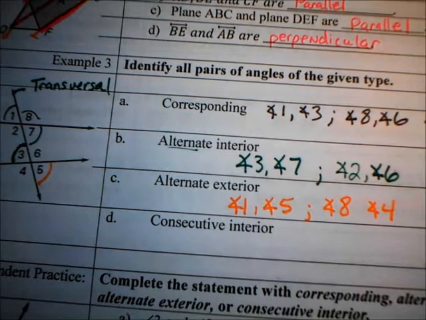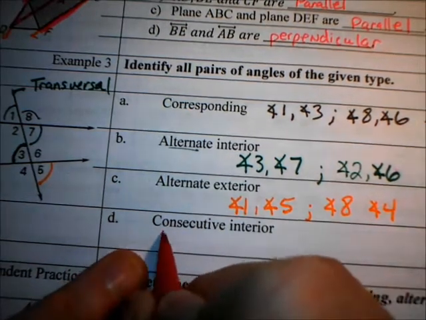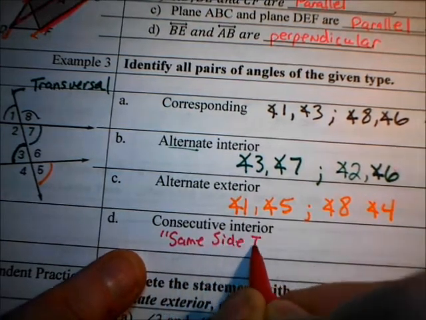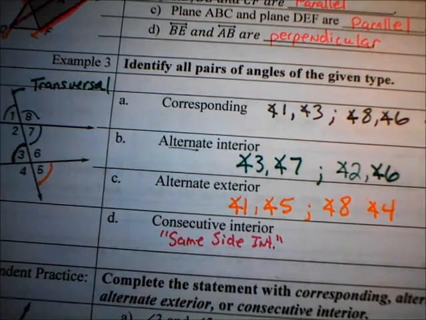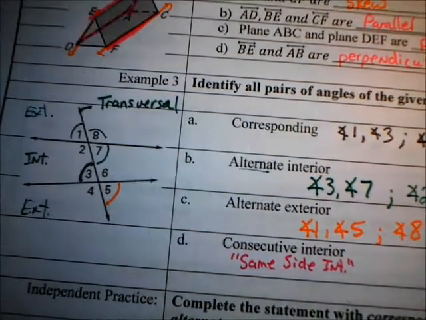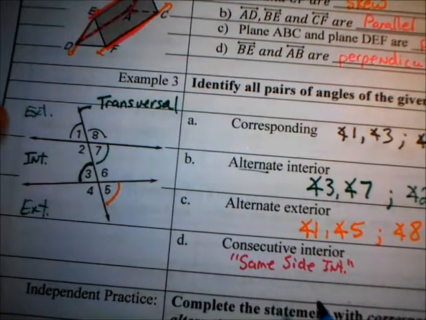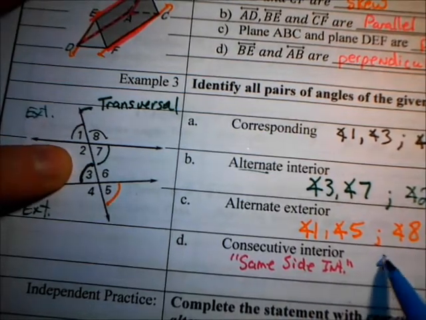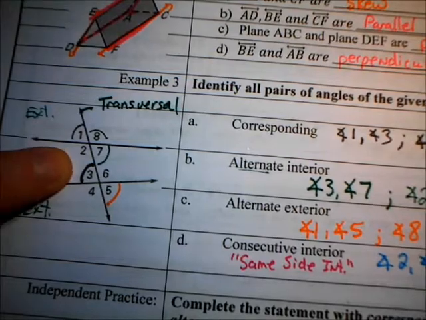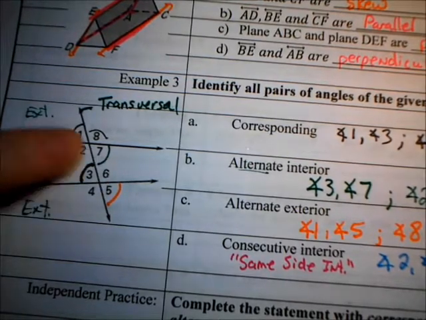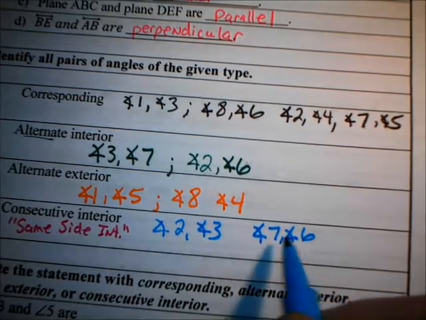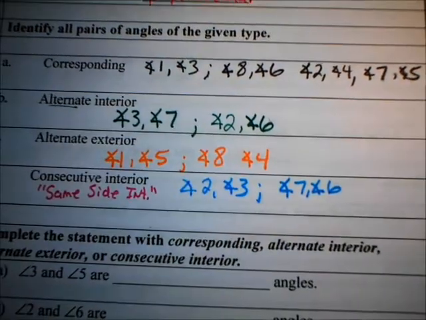And then we have one more, consecutive interior, which is the same as same side interior. Just so you know, consecutive is the same thing as same side. I have 2 sets of these on the same side, so I'm going to pick the left side, and it has to be interior, which means angles 2 and 3 are same side interior. And then I have the other side, angle 7 and angle 6. Those are all my angle names.